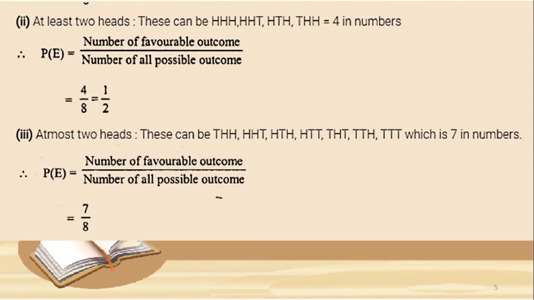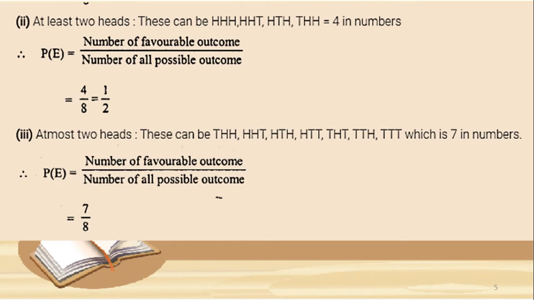At least 2 heads. What do you mean by the phrase "at least 2 heads," children? Minimum 2 and maximum might be anything. Already we have told you 2 is compulsory. We should have 2. That is the minimum one. But the maximum can be 3 or more than that.